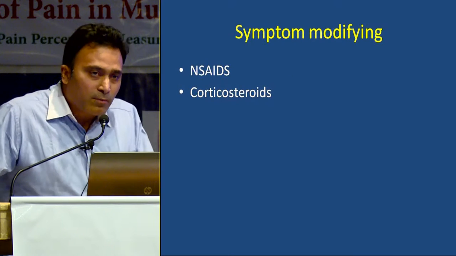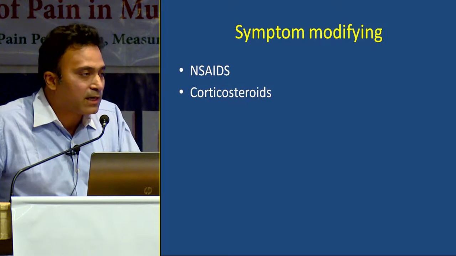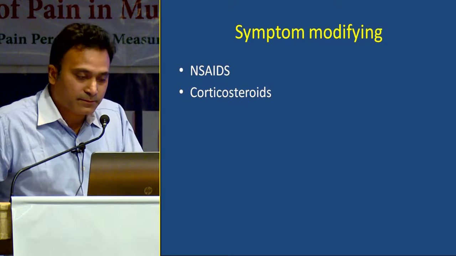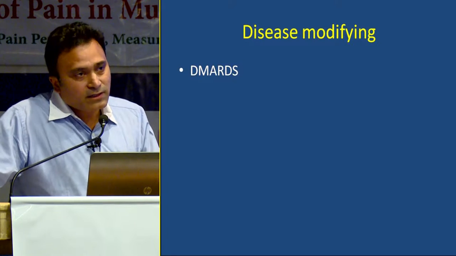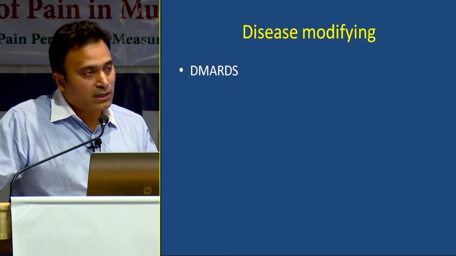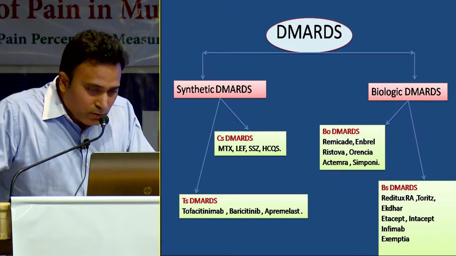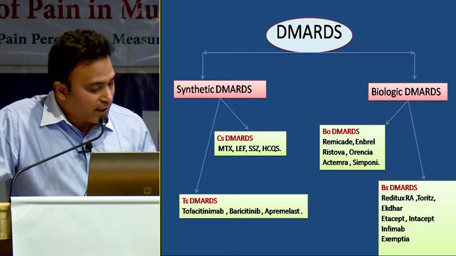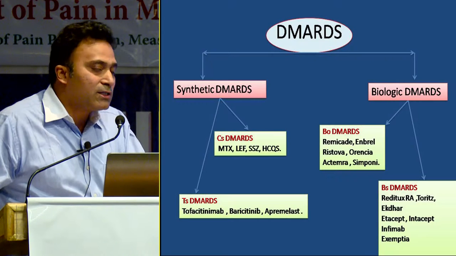The most common drugs which we use to modify the symptoms in cases of arthritis include non-steroidal anti-inflammatory drugs and corticosteroids. And we have disease modifying anti-rheumatic drugs to control the underlying inflammatory disease. This is the most recent version of classification of disease modifying anti-rheumatic drugs which we use to treat the underlying disease which in turn leads to inflammatory pain.